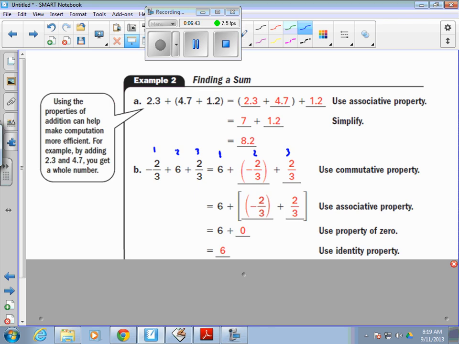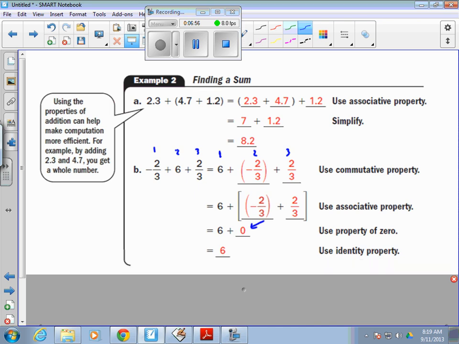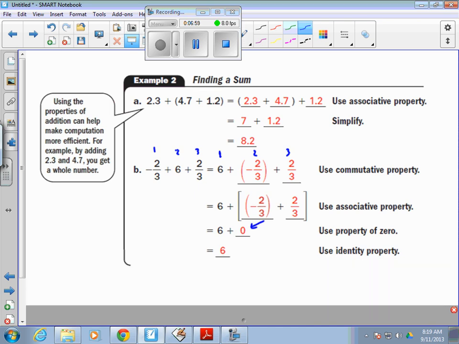The reason that was done is because you can see that negative 2/3 and positive 2/3 are opposites of each other, or you can use the property of 0. So when you put those two together, you get the number 0. And then 6 plus 0, the identity property, says that it's equal to 6. Anytime you can cancel things out in a problem, it's a good idea to do so, just like that.